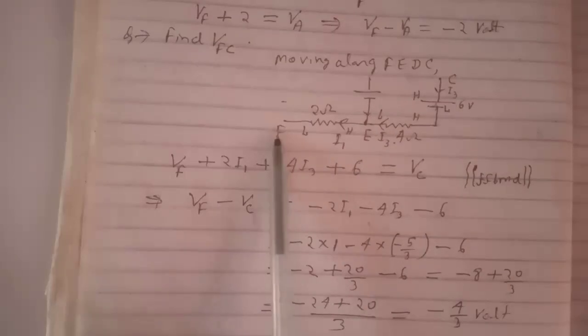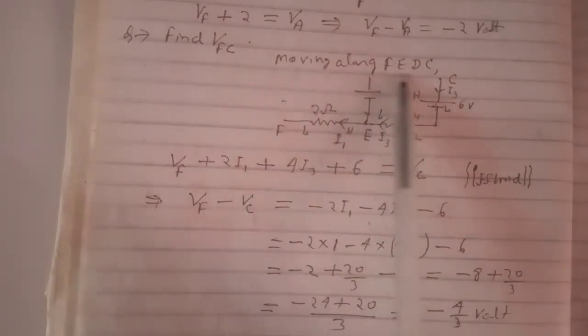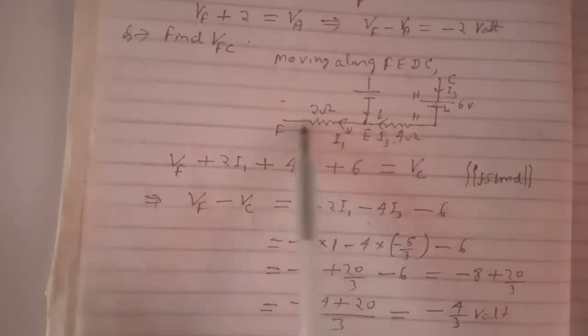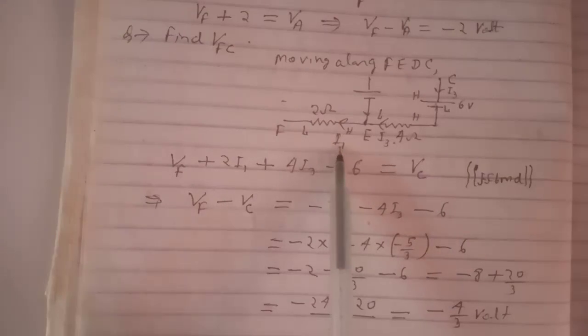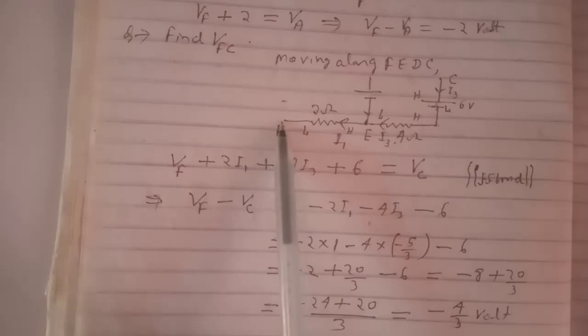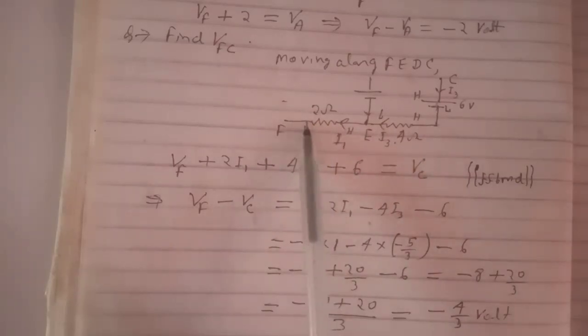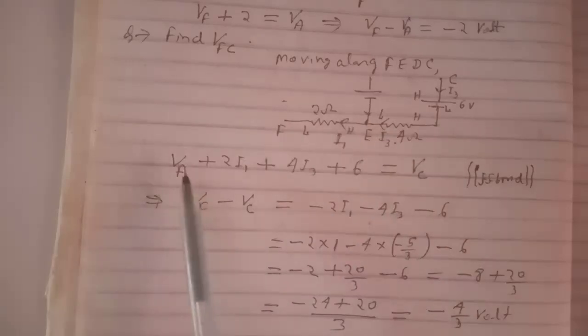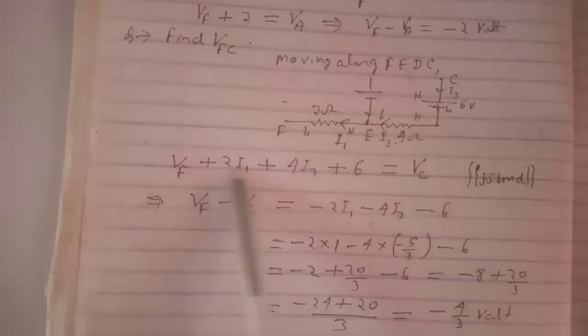Because we have to find Vf minus Vc, we will move along FEDC, in this direction. Here the current flowing is I1 in this direction. If we move in this direction, we find that this is at lower potential and this is at higher potential, this is our final point and this is the initial point. So final minus initial will be positive. So Vf plus 2I1, this will be the potential across this.